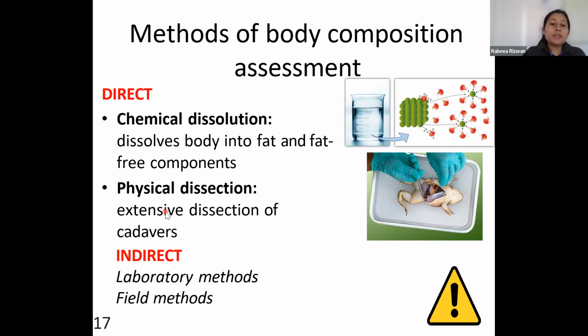Then physical dissection comes. Physical dissection means that we physically dissect, opening the body to study and evaluate what our body is composed of. I give you the example of this frog here, but this also happens for the human body as well. So this is extensive dissection of cadavers, meaning a dead body, and we usually do not perform it on living human beings. These are for dead bodies or forensic cases. Indirect methods, however, are convenient and can be used to evaluate the body composition of living human beings.